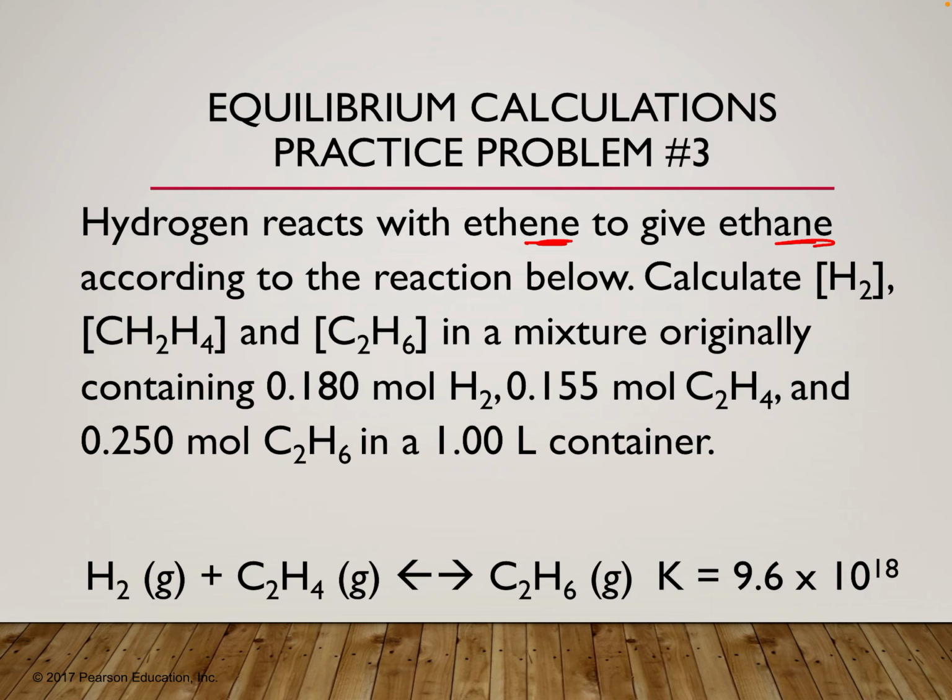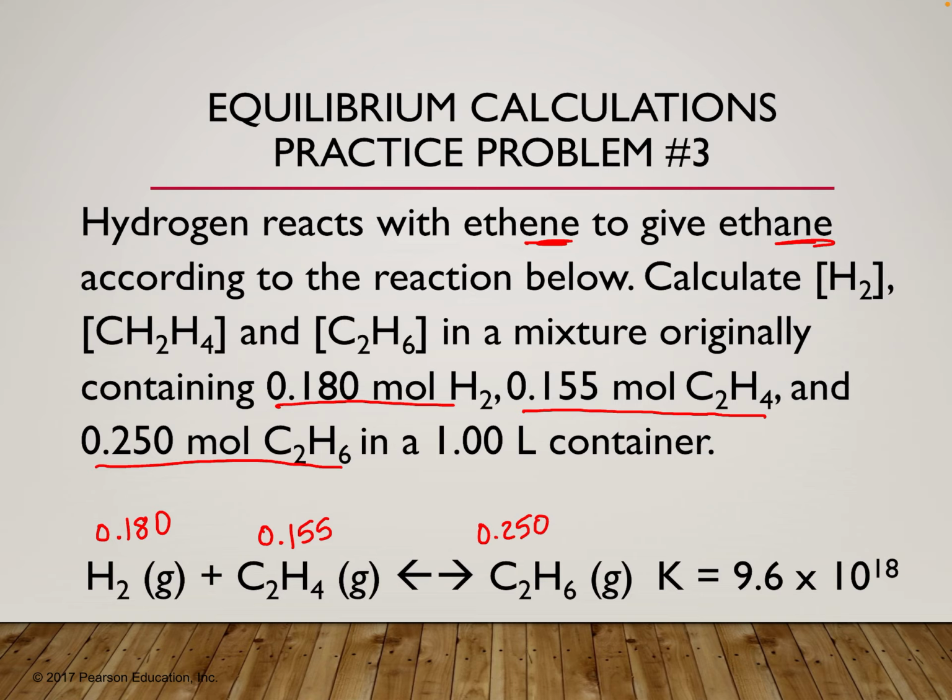But we want to calculate the concentrations of everything in a mixture that originally contains 0.18 moles of hydrogen, 0.155 moles of ethene, and 0.250 moles of ethane in a 1 liter container. So you'll see we have starting amounts of everything: 0.180 moles, 0.155 moles, and 0.250 moles. These are all in a 1 liter container, so our moles and our molarity will be the same, which is really nice so that we're not trying to convert between them. I'm just going to leave units off for now because sometimes they'll be used as moles and sometimes as molarities, but I will tell you which one I'm using at a given time.